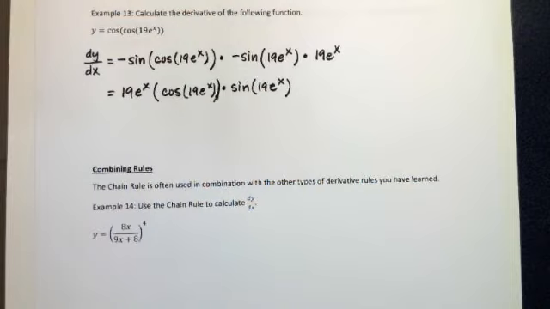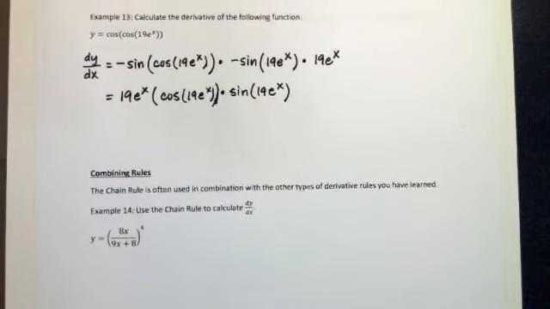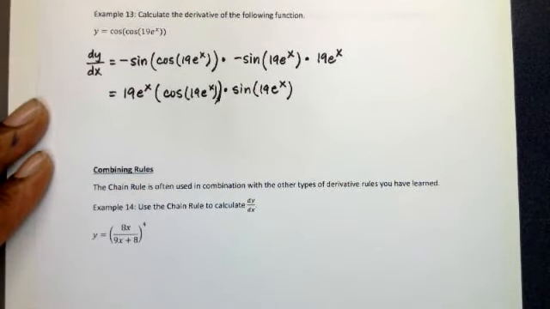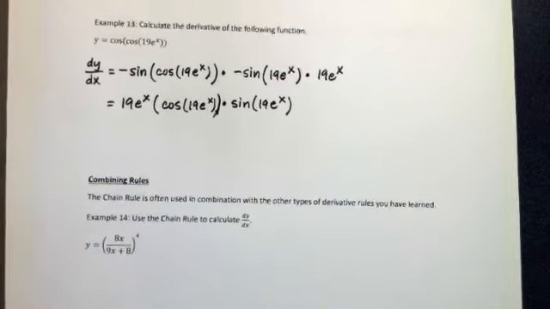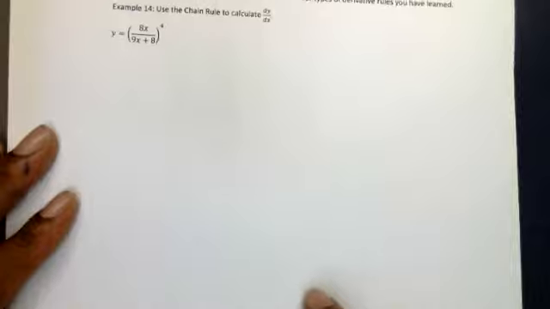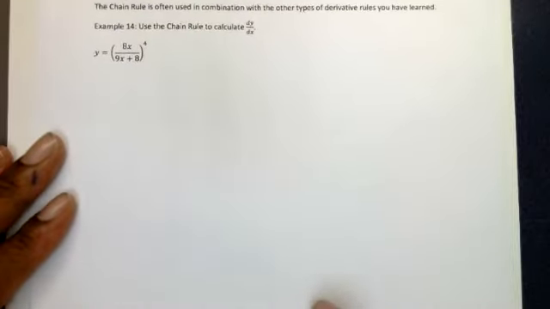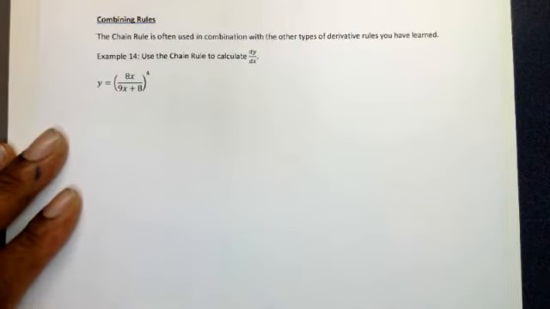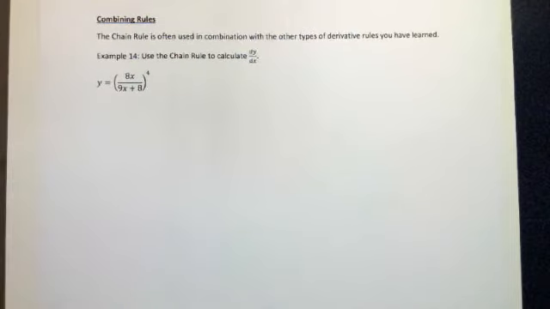Right. The last thing we'll talk about is how to combine rules here. Because sometimes the chain rule is often used in combination with other types of derivative rules that we talked about earlier in previous videos. Like in this one, y is equal to the quantity 8x divided by 9x plus 8. The whole thing is to the fourth power. And I'm going to use the chain rule to find dy dx.